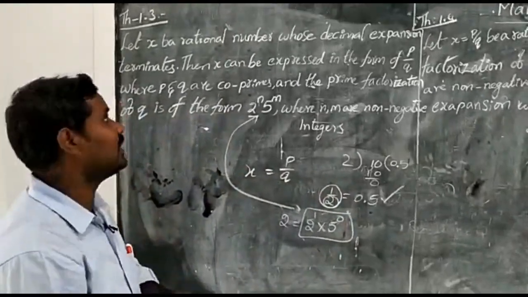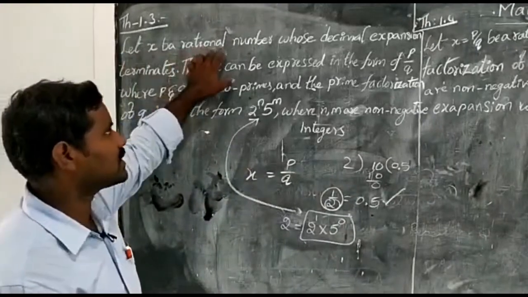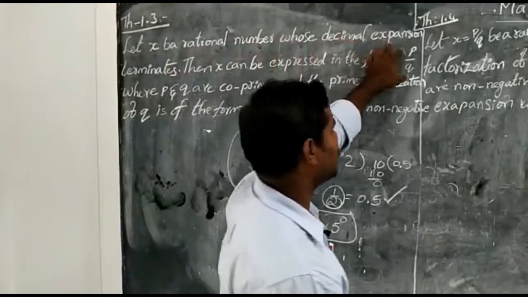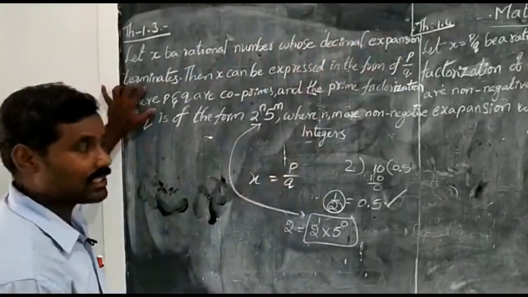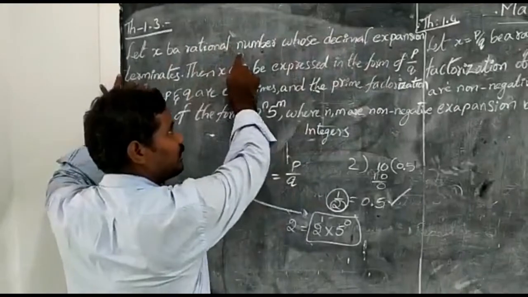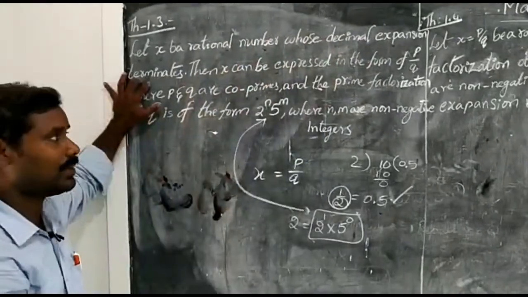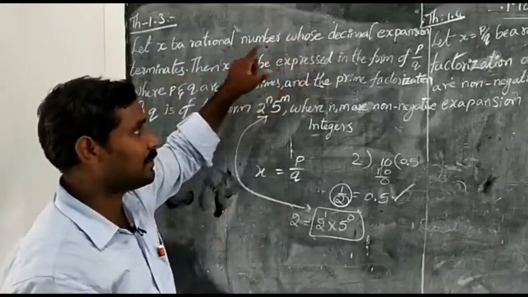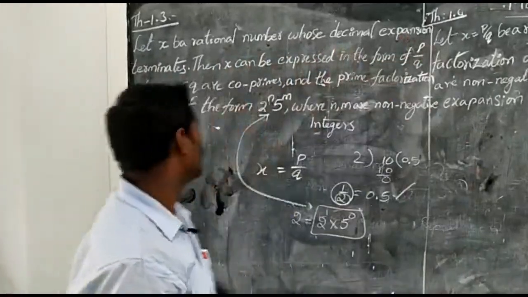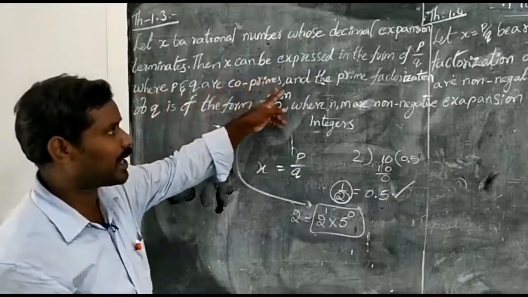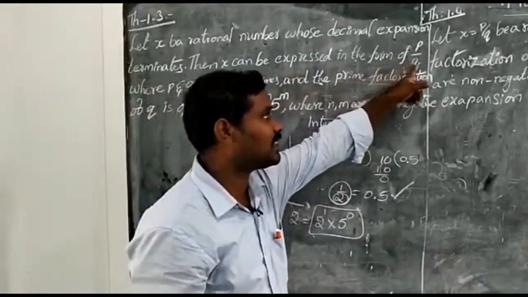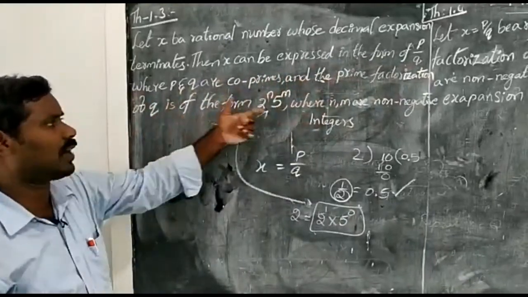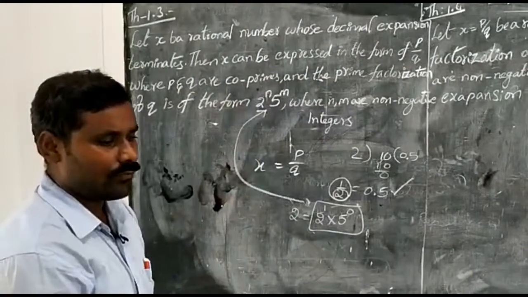I will explain again. Let x be a rational number whose decimal expansion terminates. Then x can be expressed in the form of p by q, where p, q are co-primes, and the prime factorization of the denominator q is of the form 2 power n into 5 power m.